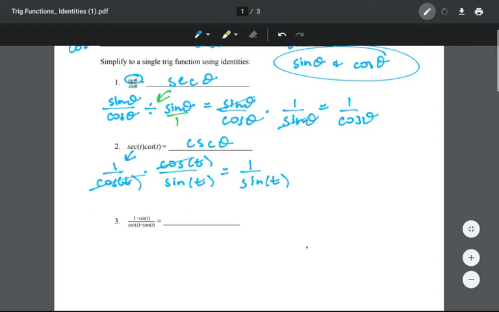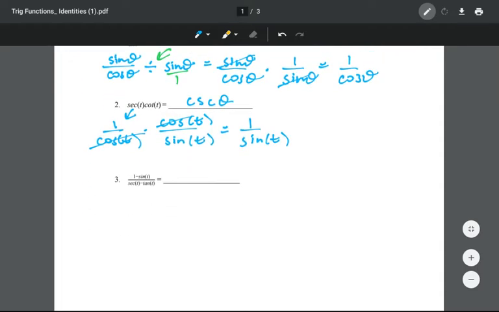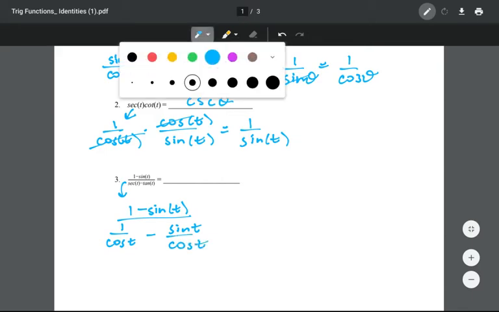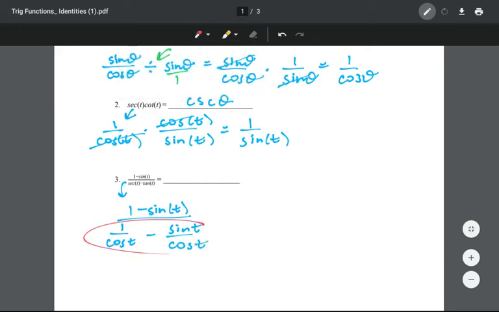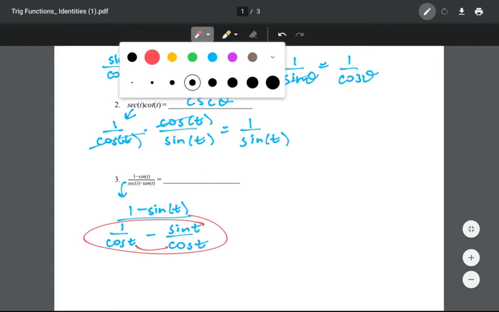Number 3, I'm going to go ahead and change the denominator into sines and cosines. So I'm going to just rewrite that numerator, 1 over sine t. Secant is 1 over cosine minus tan, which is sine over cosine. I can combine these two fractions in the denominator into a single fraction using cosine as my common denominator.